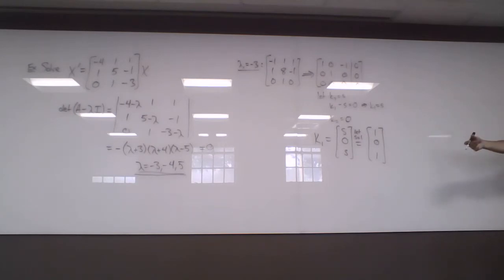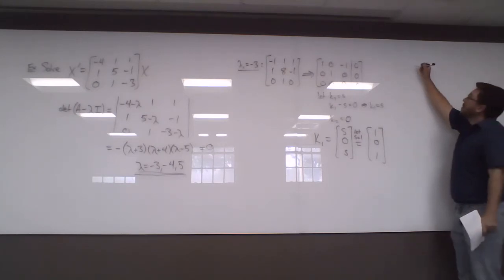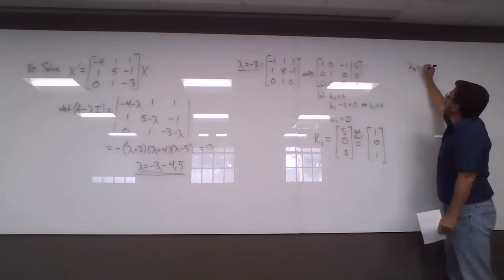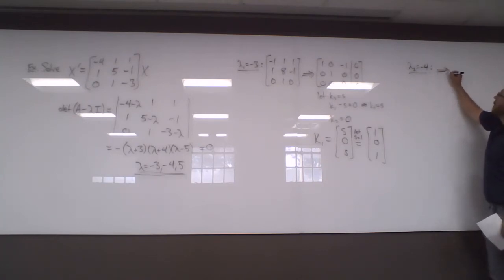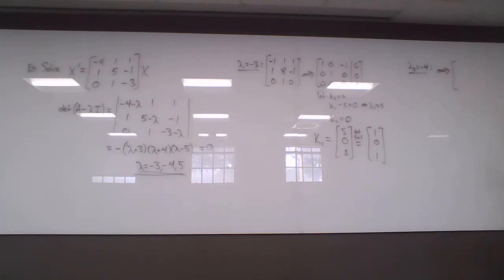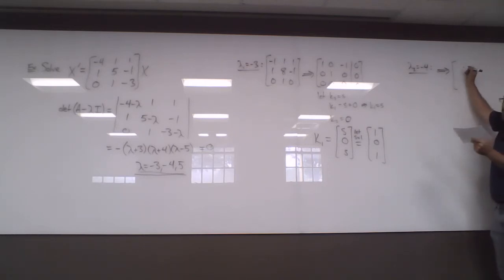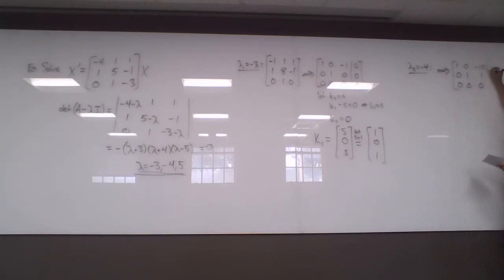Same idea for lambda 2, the negative 4, and then lambda 3, the eigenvalue of 5. Plug that into that one, and then, again, reduce row echelon form. That one's going to come out to 1, 0, negative 10, 0, 1, 1, and then 0, 0, 0, augmented with the zero vector. My third one is my free variable.